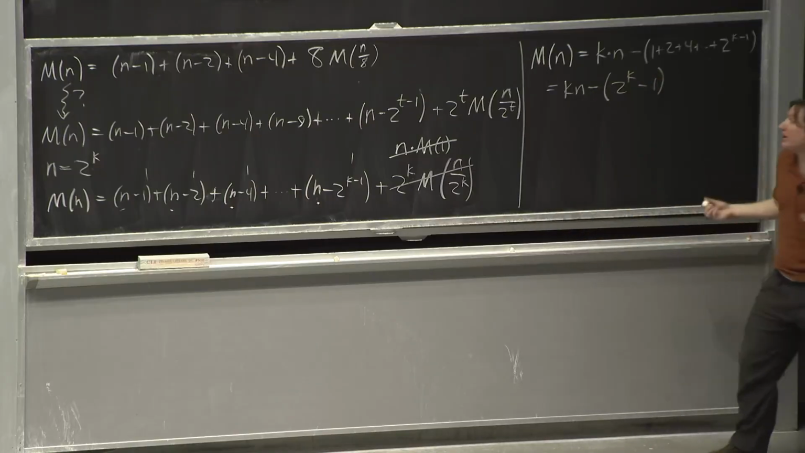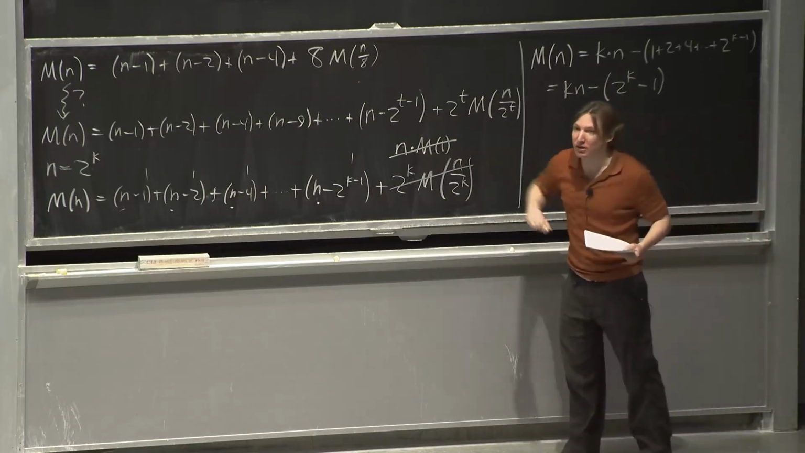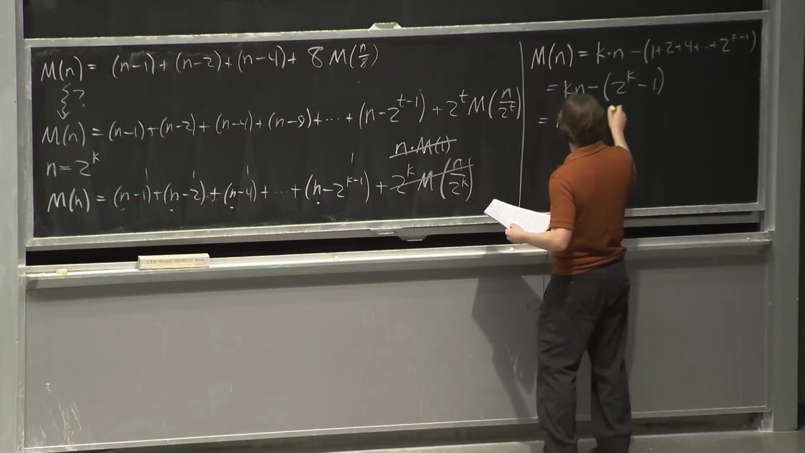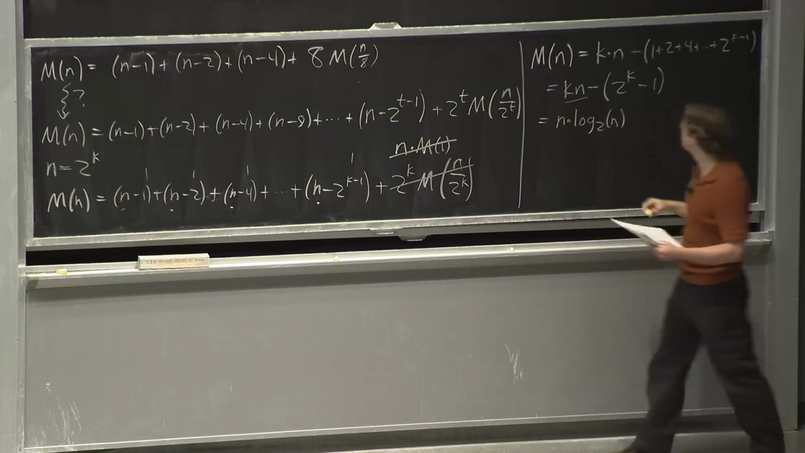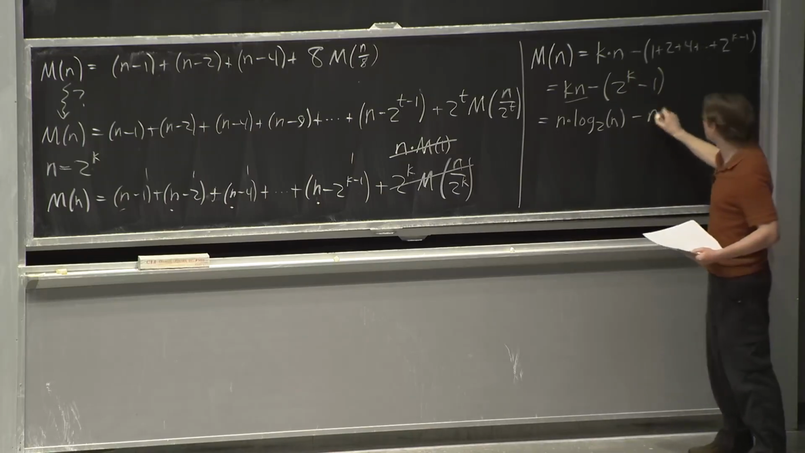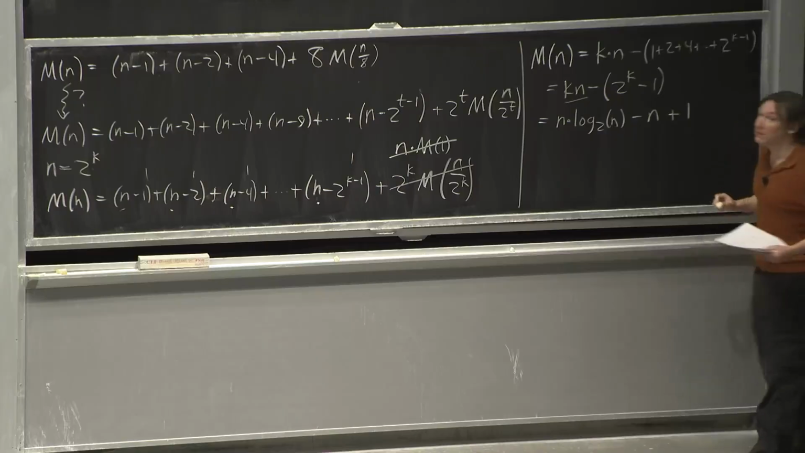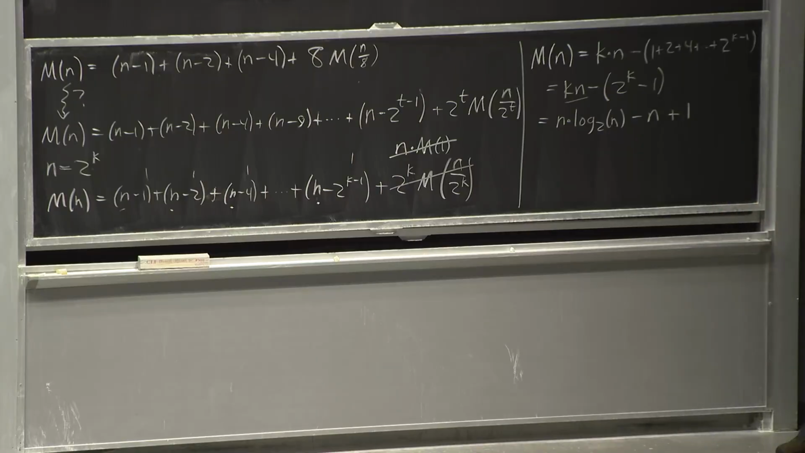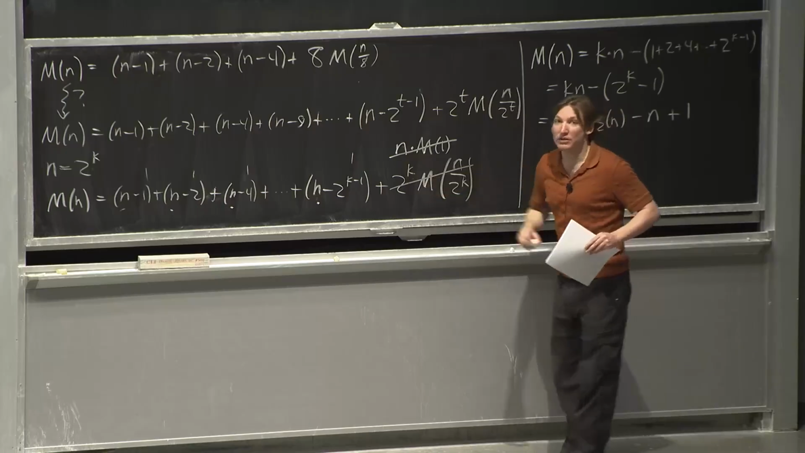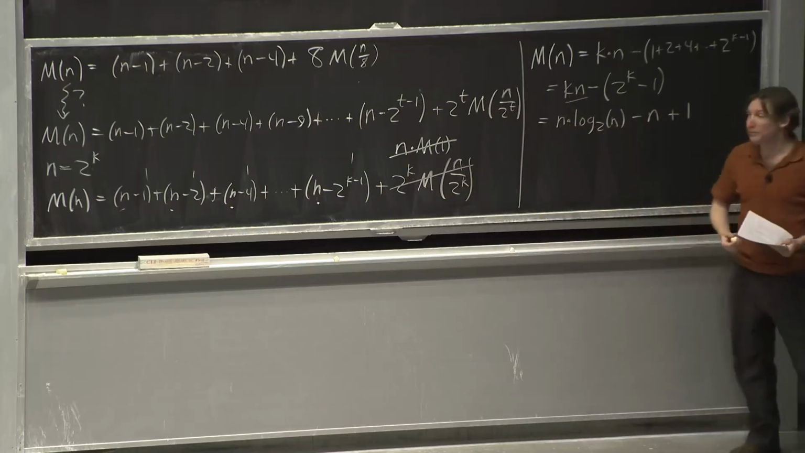And if we remember what k is, log 2 of n. This is n times log 2 of n. That's this term. And then this 2 to the k is just n. So minus n plus 1 is our formula. And we got that not by looking at the numbers, but by expanding out the recurrence and looking for a pattern there.